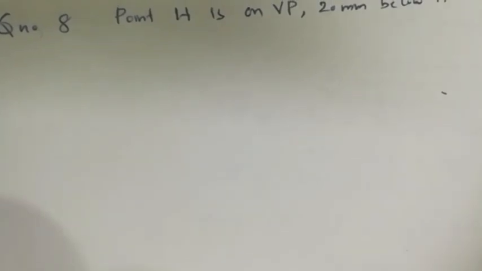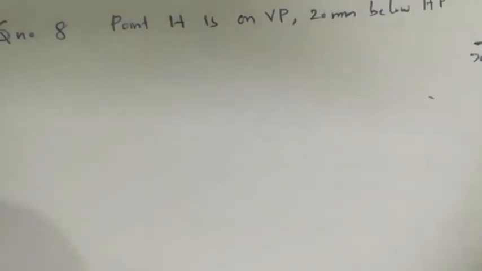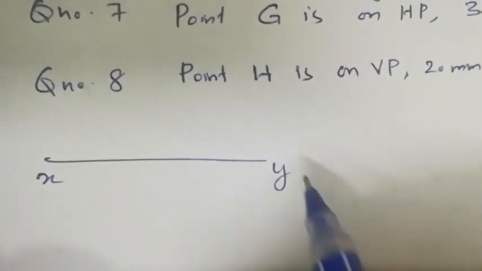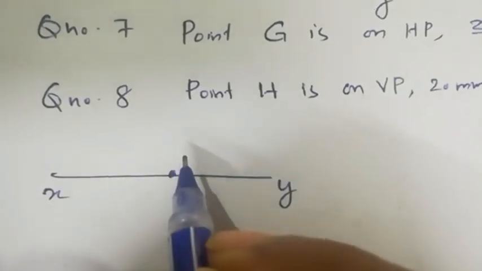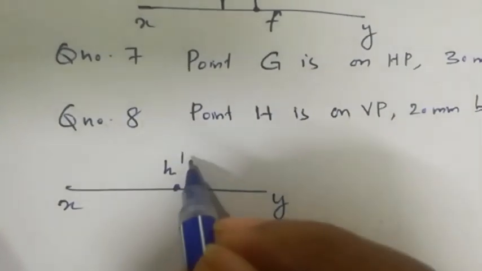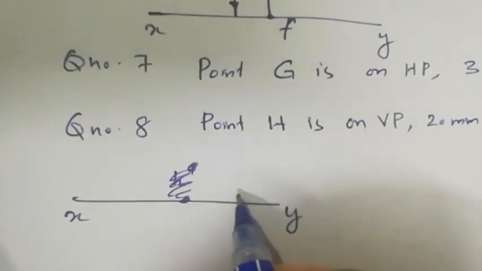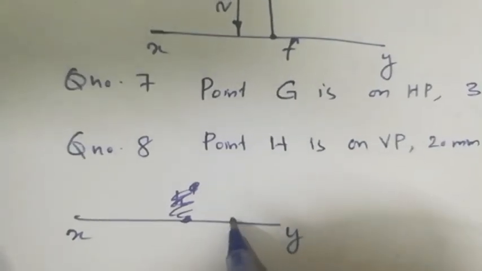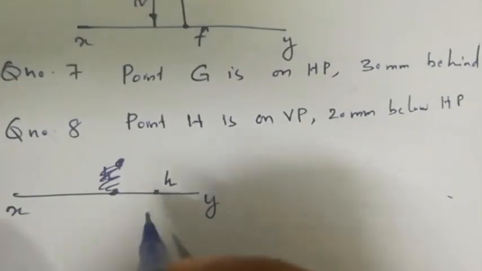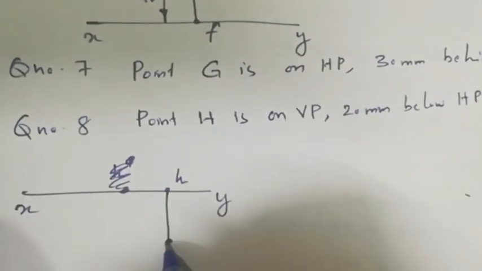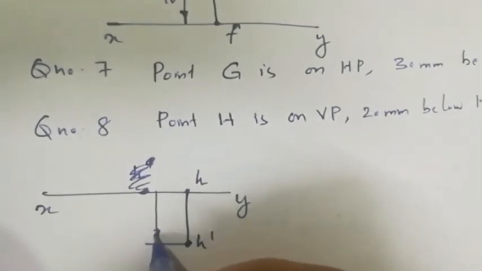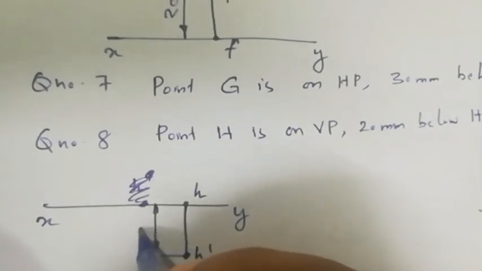Question number 8. Point capital H is on VP, 20 mm below HP. Draw the XY line, and now it is on VP, not H dash. Sorry, this is wrong. So this is H. The top view is on the XY line. The point is 20 mm below HP. So 20 mm below you can mark H dash. Now your dimension is 20 mm.